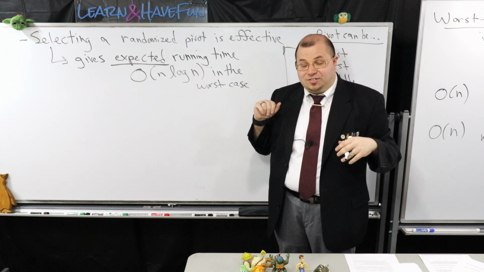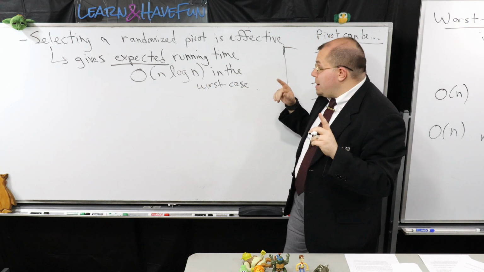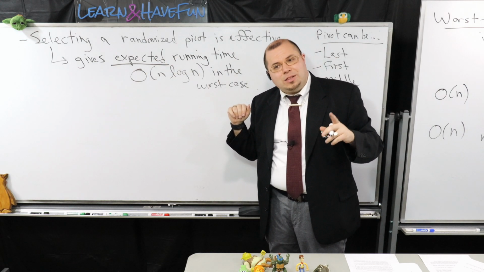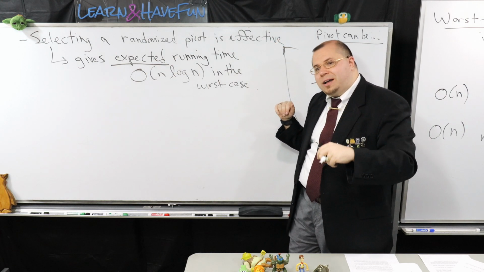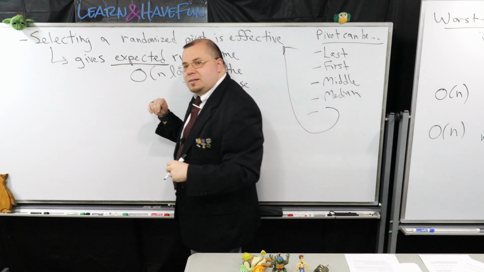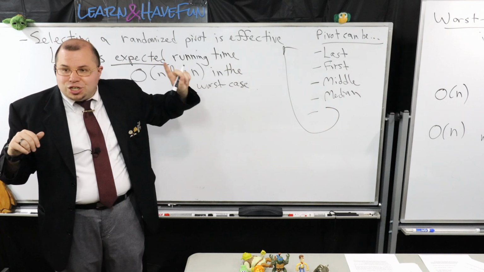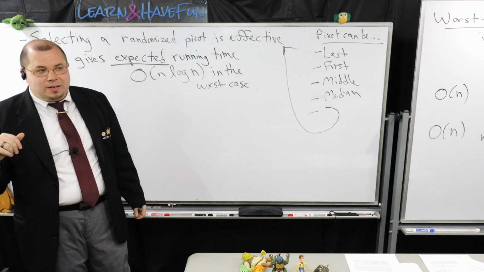of n log n. But remember, this isn't a true big O of n log n running time in the worst case because it's randomized. The selection of the pivot can still lead you to things that look like that over there, but you shouldn't expect it to happen very often. It's actually very rare.